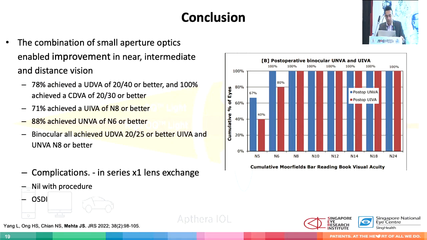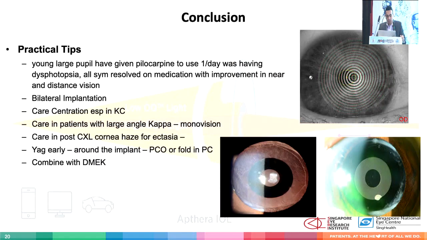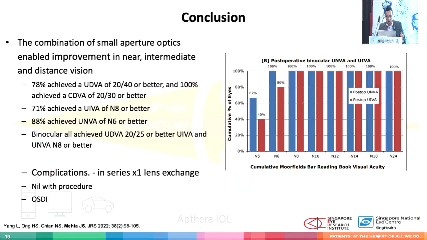Complications in the series, we didn't have any, but I have had to do one lens exchange for a patient who just really couldn't adapt to the reduction in the contrast in her eye. We've had no issues with the procedure. The lens is very easy to insert, but you have to remember about treating the ocular surface after this procedure as well, because of course many of these patients have very irregular corneas, and the refractive change in the ocular surface is going to affect the total refractive outcome.